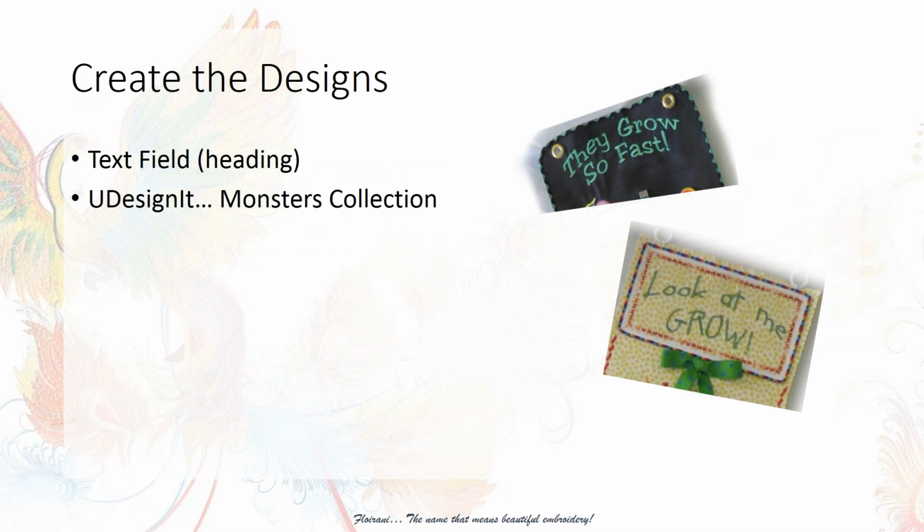We're going to go into the software component now and create the design. So there's two components to this lesson. The first thing that we're going to do is create the text heading. I show you right here, the one on the dark fabric, "They grow so fast," and then the other heading, "Look at me grow." So you'll see that they're both different, but they talk about growth.